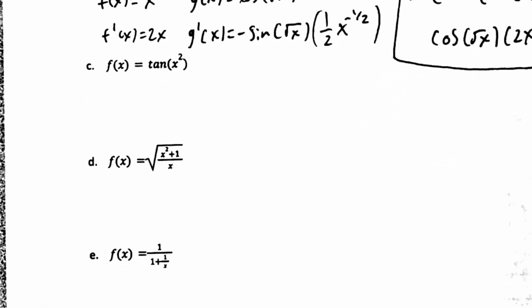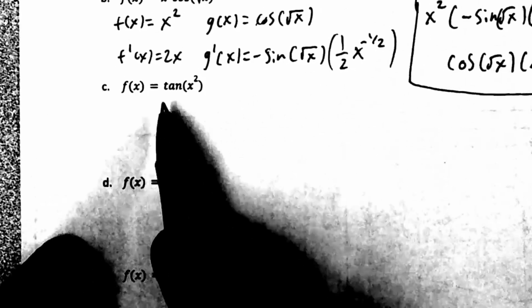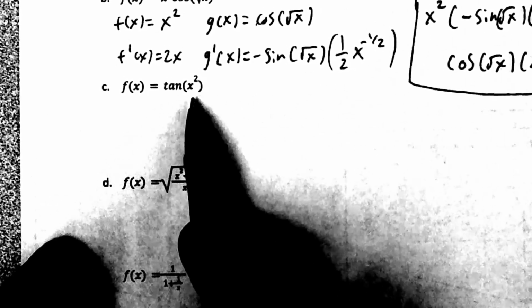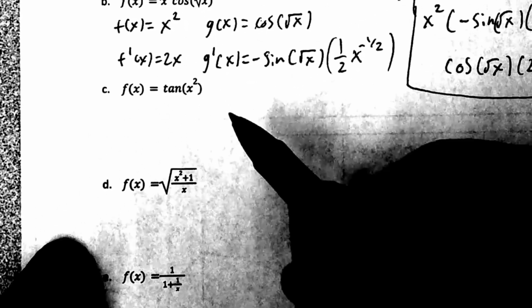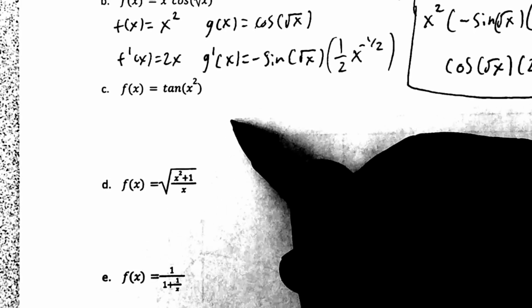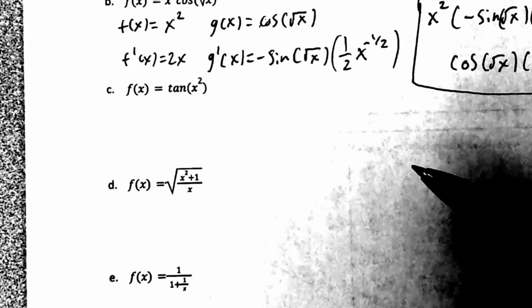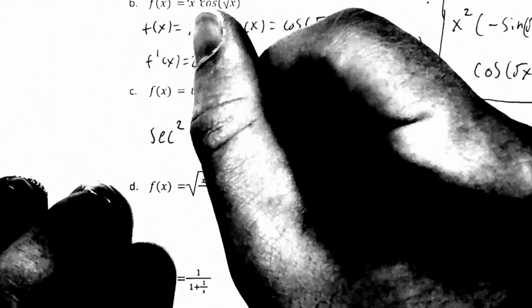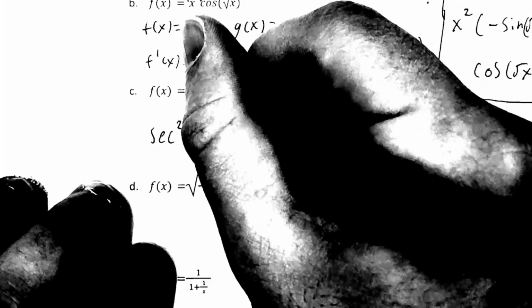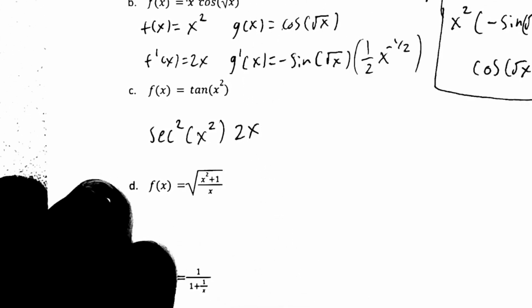Okay. Next up, C, tan x squared. This is going to be a chain rule because, again, it's a function inside another function. So first you take the derivative of the outside function. So again, it's a new function, the derivative of tan. You can always check your paper if you didn't know, but it is secant squared x. So we're going to do secant squared, and then keep the x squared in there, times the derivative of the inside, which is just 2x.